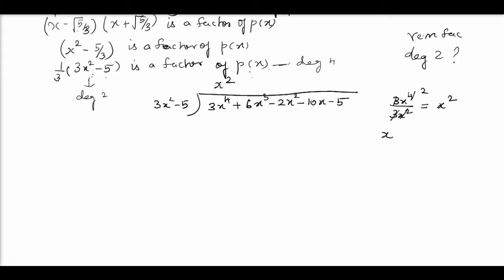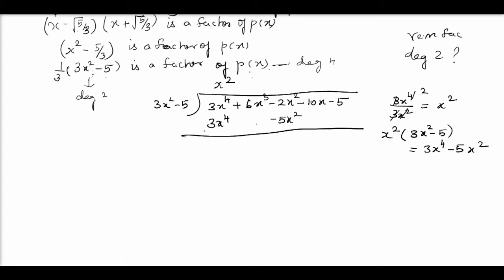Now multiply this first term of the quotient and the first term of the divisor so that you get 3x power 4 minus 5x square. So let me substitute here. It is 3x power 4 and you don't have an x cube term. It's minus 5x square. So now subtract by changing the sign of the second term so that the first x power 4 gets cancelled. 6x cube plus 3x square minus 10x minus 5.